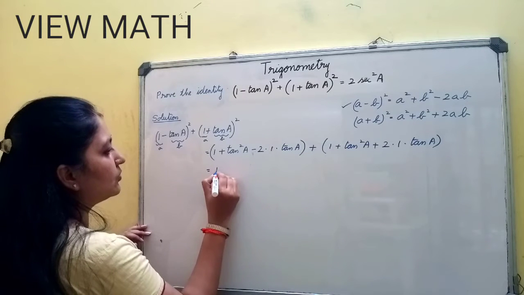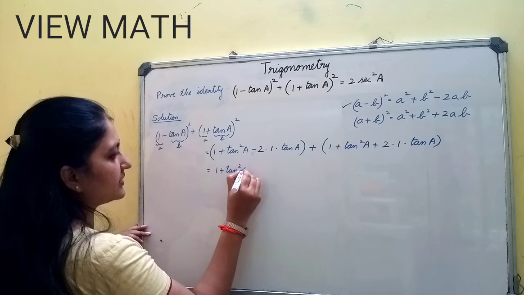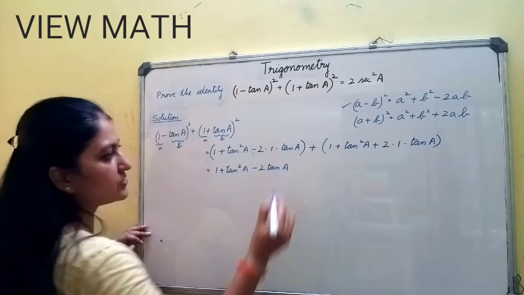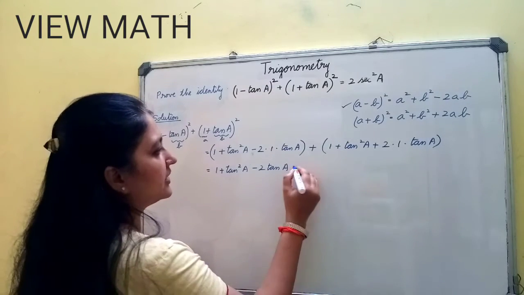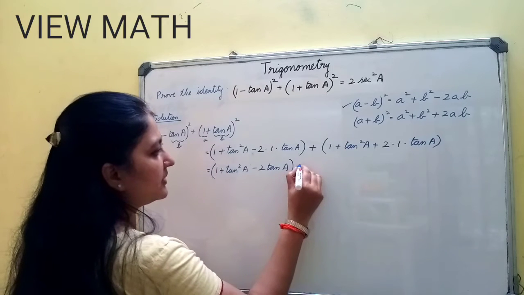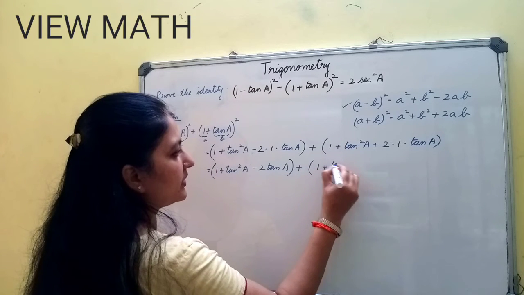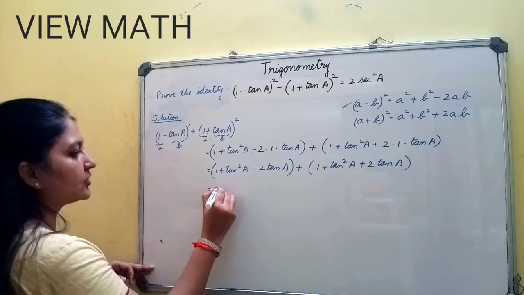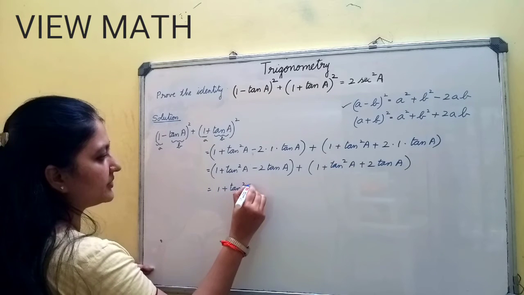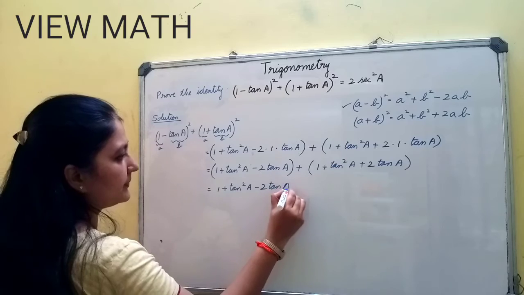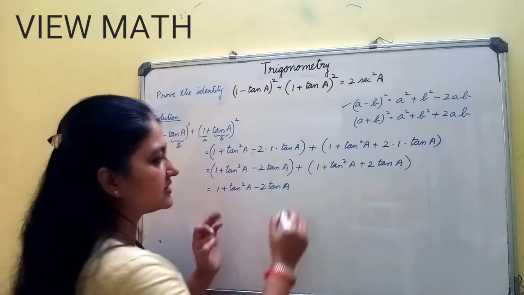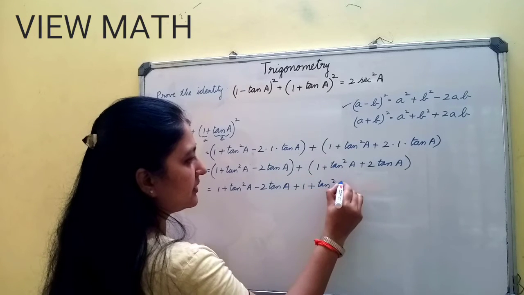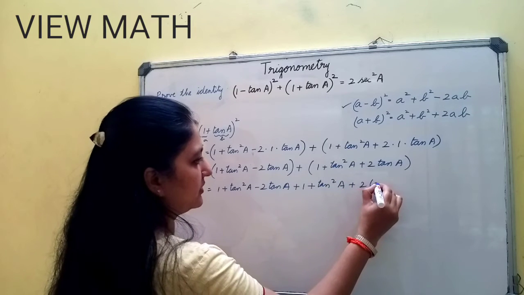Now this is equal to 1 plus tan square A minus 2 tan A. Now I can write this one, 2 into 1 into tan A, as 2 tan A, minus 2 tan A. Let me close the bracket. Plus 1 plus tan square A plus 2 tan A. Okay. Now let me remove the bracket. Let me write as it is. Now here 1 plus into plus, we need not change the sign. Plus 1. Plus into plus is again plus, plus tan square A. Again plus into plus is plus 2 tan A.